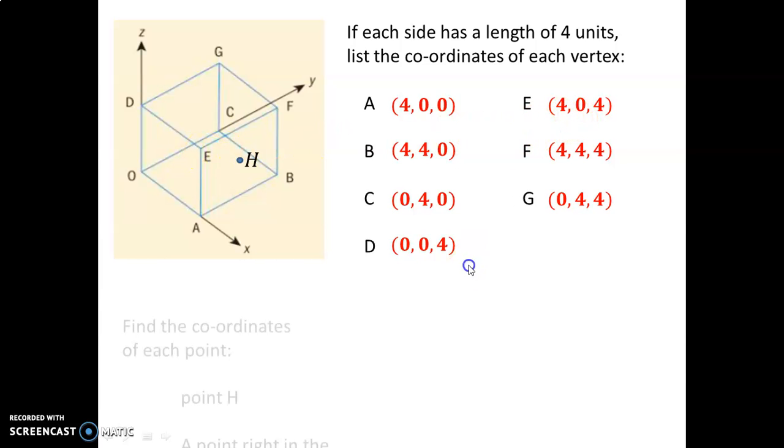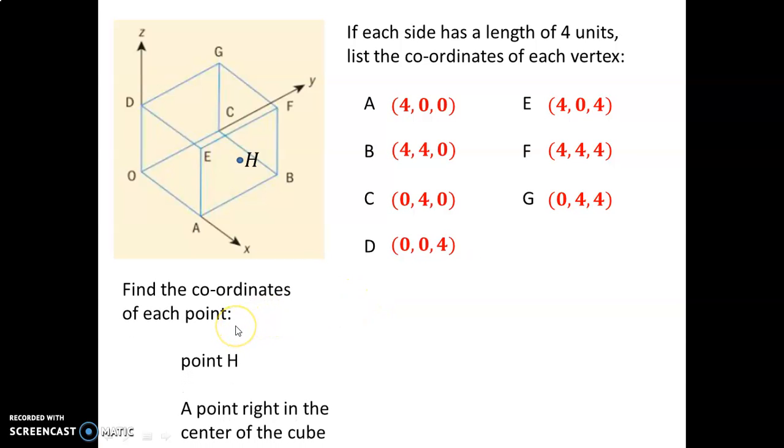All right. Next question. Find the coordinates of point H, and I'll tell you that point H is on this surface here, this surface AEFB. Okay, it's on that face of this cube, and it's in the center of that face. The coordinates of H are (4, 2, 2), because you go 4 on the x-axis, 2 on the y, you only go halfway, and 2 on the z, because you only go halfway there.